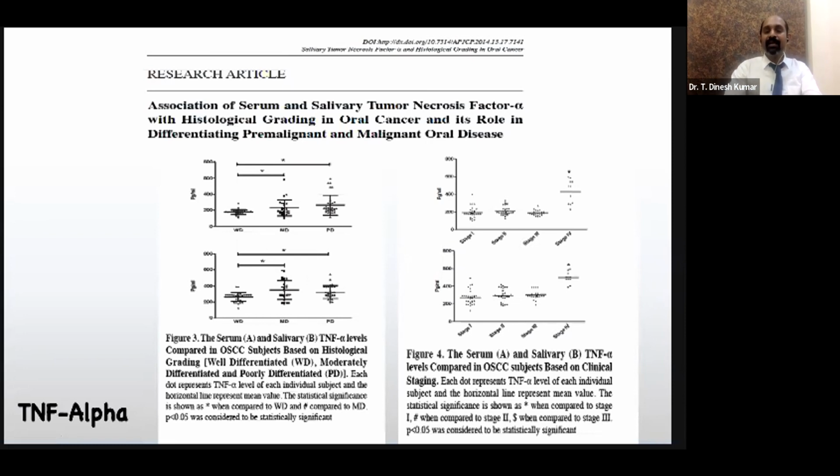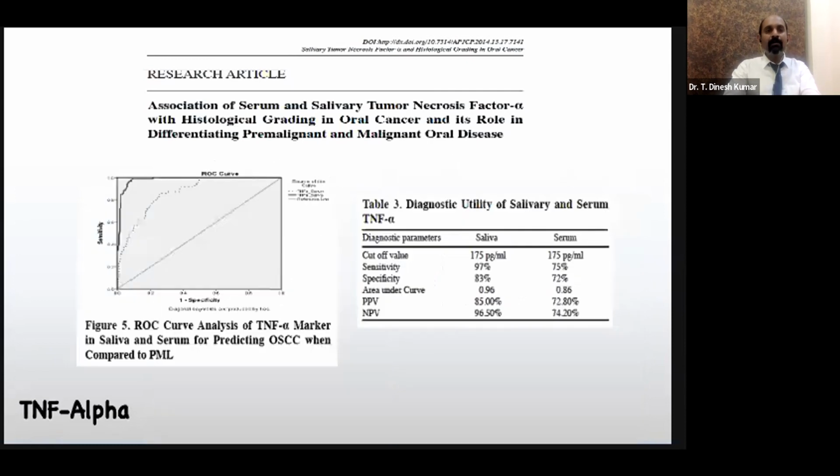Apart from being used as a prognostic marker, TNF alpha therapy has also been tried in many cancers, but unfortunately the results of TNF alpha therapy have not been good. So this is not in use anymore. But this TNF alpha can be used as a potential biomarker for early diagnosis of oral cancers.